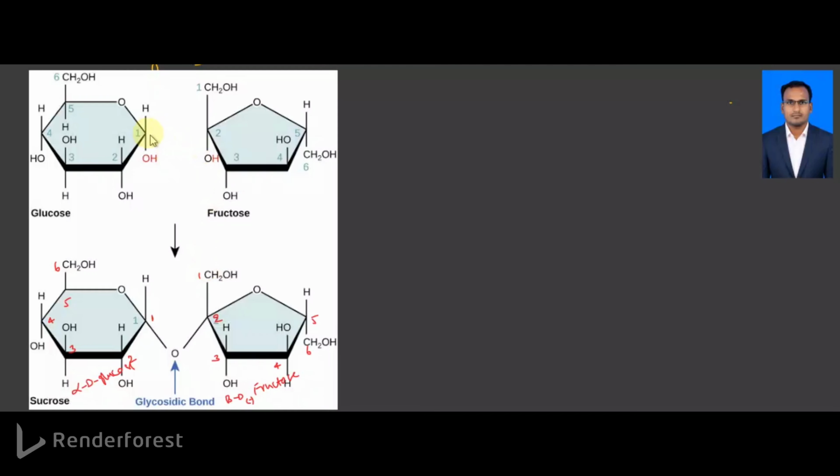Now here, the C1 carbon of glucose and the C2 carbon of fructose each have an OH group. These two are linked by the removal of a water molecule. The oxygen linkage is formed, and this is called the glycosidic linkage. That's why it is called the C1-C2 glycosidic linkage, right? Now this sucrose is called invert sugar.